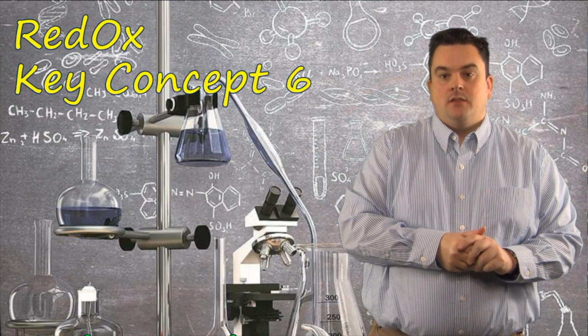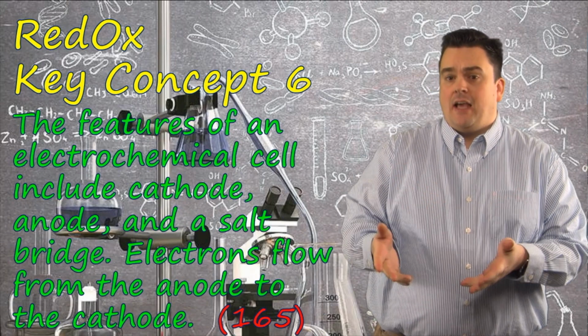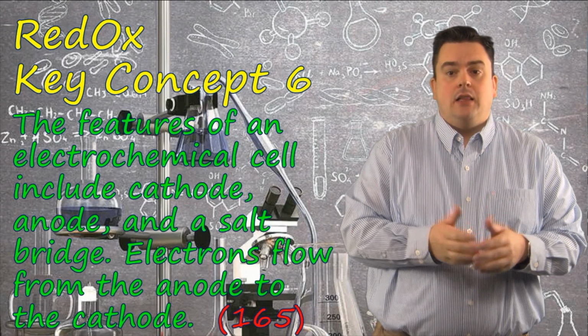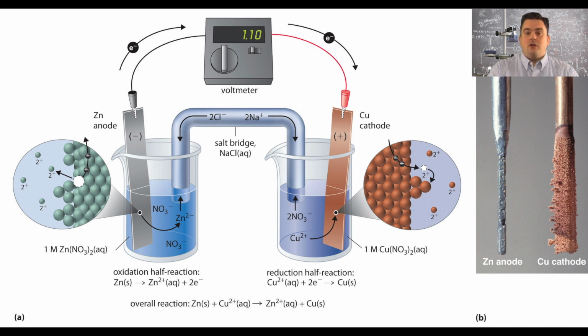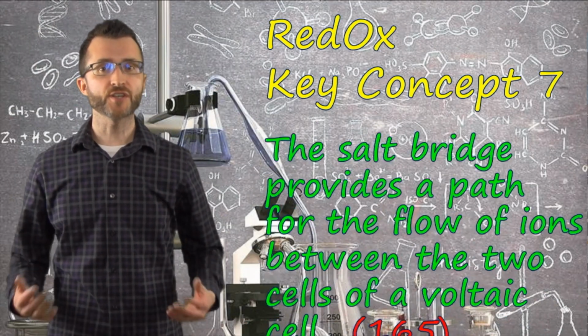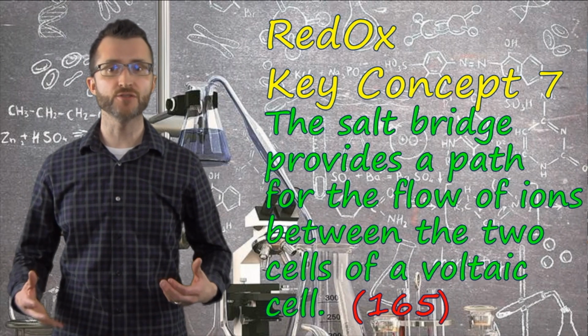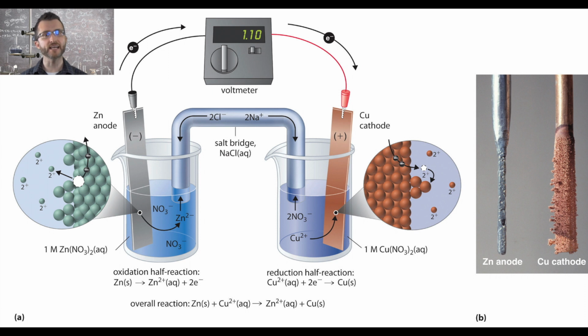RedOx Key Concept 6. The features of an electrochemical cell include cathode, anode, and a salt bridge. Electrons flow from the anode to the cathode. For any voltaic cell, electrons will always flow through the wire from the anode, where electrons are being lost, to the cathode, where electrons are being gained. RedOx Key Concept 7. The salt bridge provides a path for the flow of ions between the two cells of a voltaic cell. When we construct a voltaic cell, we connect the two solutions with a salt bridge. What's the salt bridge? It's an ionic compound that's dissolved in water. When we complete the circuit of our voltaic cell, we have ions flowing through the salt bridge, not electrons.